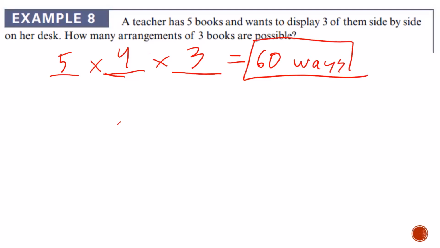So notice this is similar to a factorial, but it is truncated, right? So when you have some number of objects and you arrange some, but not all of them, you have a truncated factorial. And they have a specific way of talking about that, right?